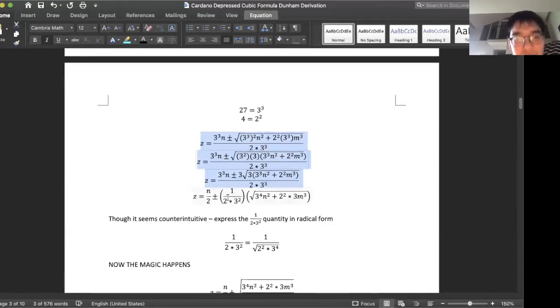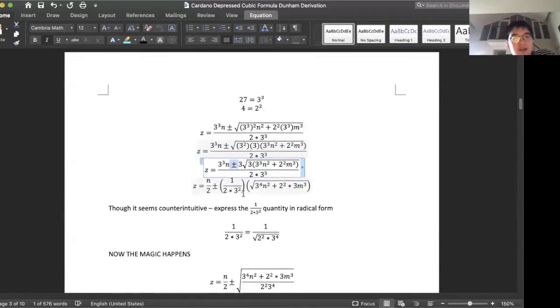And then if you go and split up this one single fraction by the plus or minus sign into 2 fractions, we end up with n over 2 plus or minus 1 over 2 times 3 squared times square root of 3 to the 4 n squared plus 2 squared times 3 m cubed. Now, I'm going to make a somewhat counterintuitive move here. It doesn't seem to help at first, but it actually does. That 1 over 2 times 3 squared fraction over here, express it in square root radical form, which would be this.